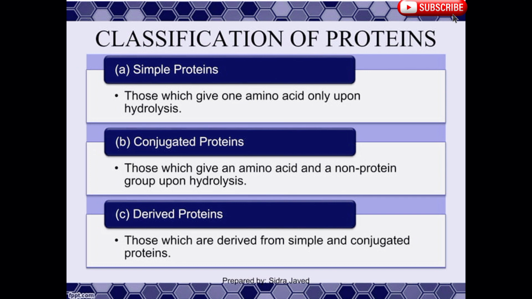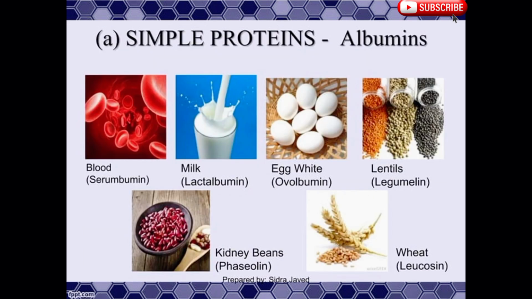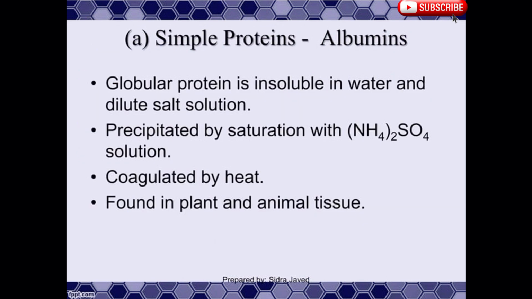Simple proteins are those which give amino acids only upon hydrolysis. Conjugated proteins are those which give amino acids and a non-protein group upon hydrolysis. And those which are derived from simple and conjugated proteins are known as derived proteins. These are examples of simple protein.